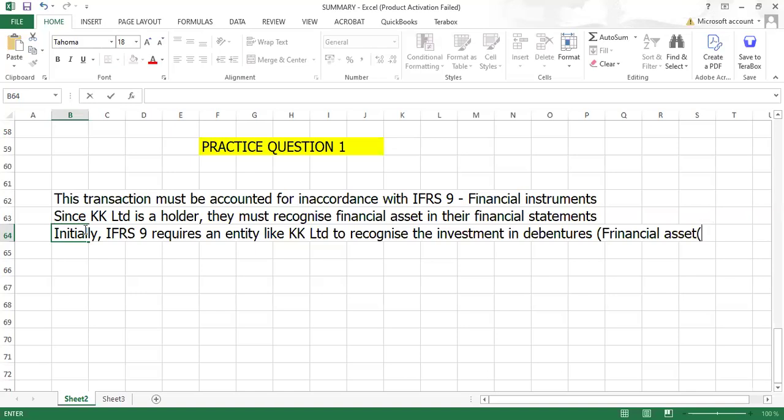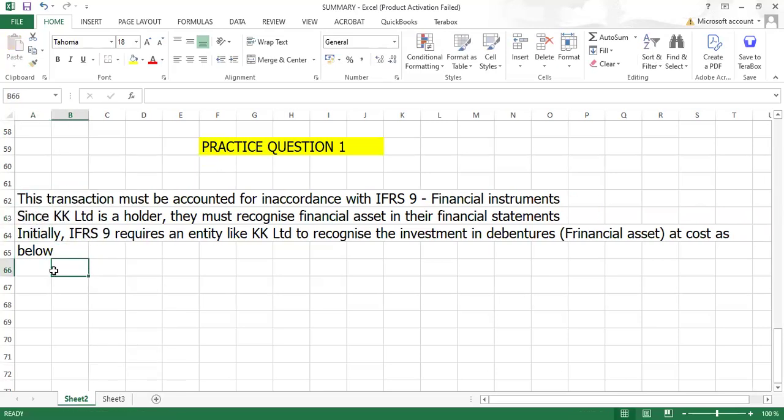At a cost. Initially, they must be measured at cost as below. Okay. So here, in your record entries, you're going to debit. This is an asset, so you debit the financial asset, and this is the investment. In your books, you will have that item called investment in debenture. And that is how much?